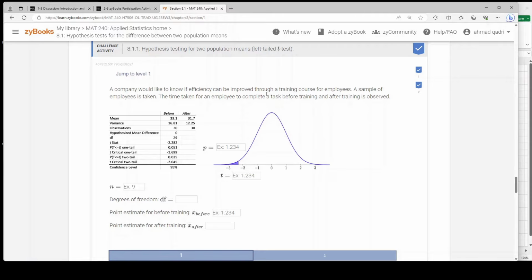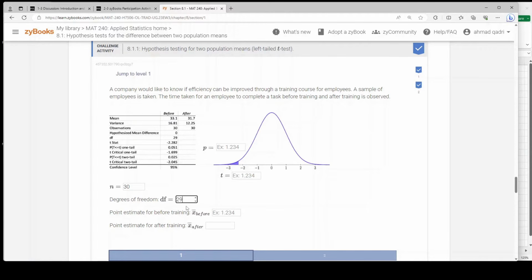So right away we can tell that this is a paired t-test because the same subjects are involved in before and after sample. All right, so we have the summary for the hypothesis test shown here, and we have to answer these questions. So let's start with what is the sample size n? So we can see that the sample size is shown here for the observations are 30. So sample size is 30.